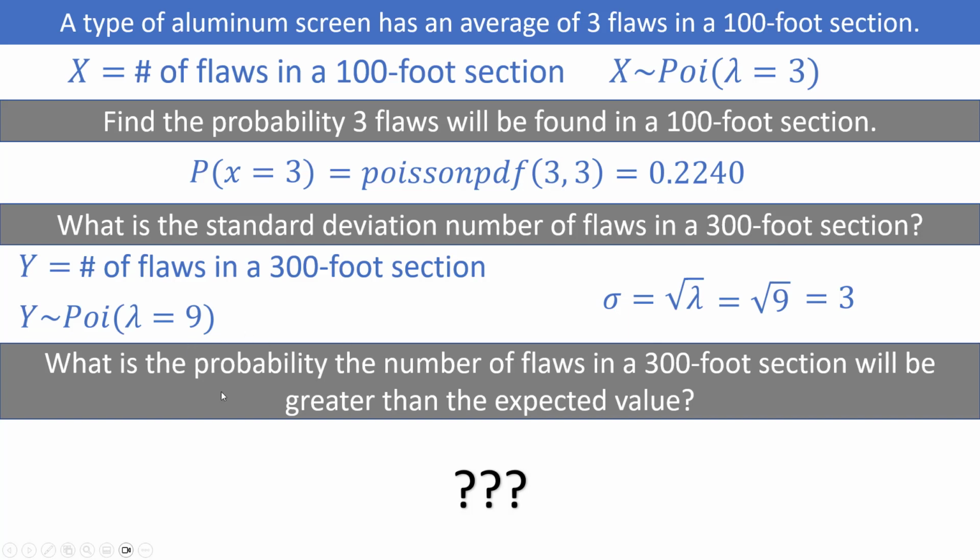Finally, we are asked for the probability that the number of flaws in a 300-foot section will be greater than the expected value. The expected value is just a fancy word for the mean, so they're really just asking for the probability that we will be greater than 9. So I'll let you try this one on your own.